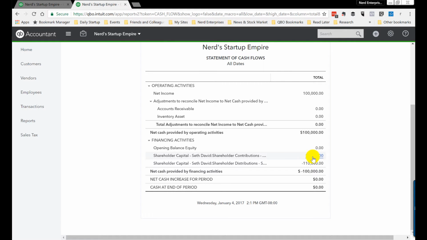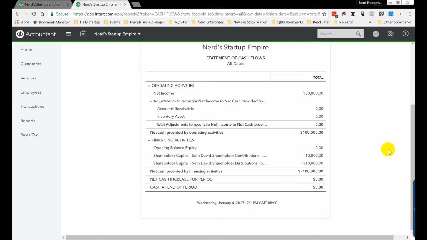We contributed $10,000, but we pulled out $110,000, right? So the net cash provided by financing activities was a net negative $100,000 against our net income that we earned and got paid for $100,000. So of course, cash at the end of the period, zero. Again, this statement paints a very clear picture that shows that we took out everything, right?